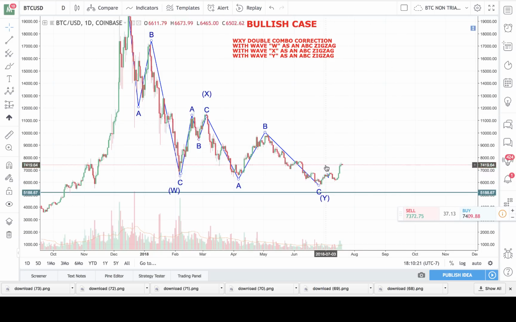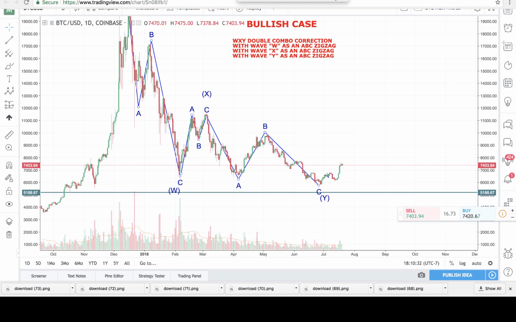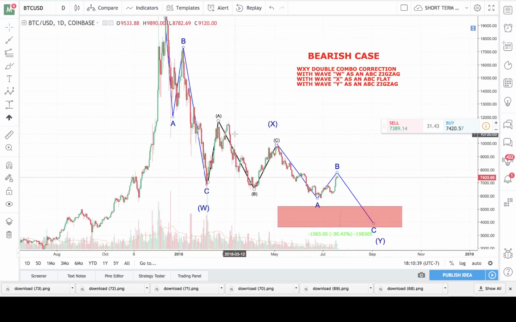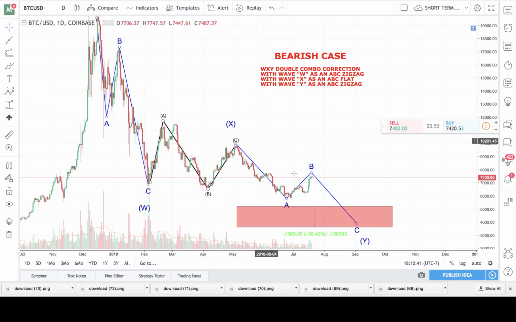to give us a WXYXZ. So if this were an X wave, it would be a 3-wave structure. If it were the start of a new impulse up, it would be a 5-wave structure. And that is where we are today as far as the short-term counts go, and we'll talk about that a little bit later in the video as well. For right now, this is my primary count, the bearish case with a WXY.